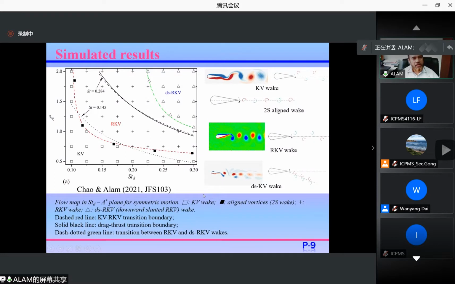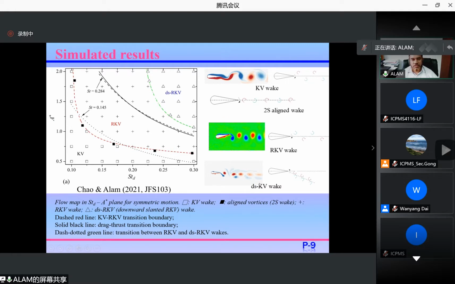And here we'll explain the different flow patterns in terms of flow structure. This is the KV wake, where you see the positive vortices appear on the lower side and negative vortices on the upper side. And in the 2S aligned wake, both positive and negative vortices appear on the symmetric line. And for reverse Karman vortex, the phenomenon is opposite to the KV wake. Now the positive vortices appear on the upper side and negative vortices on the lower side.